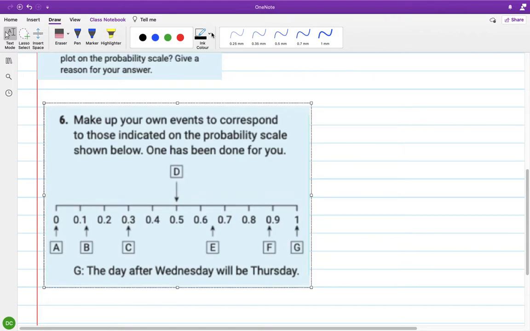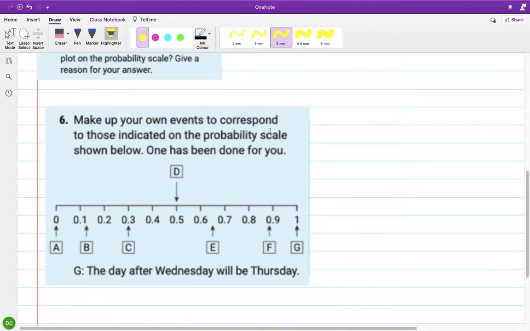Question 6. Make up your own events to correspond to those indicated on the probability scale below. They've done G for you. They said the day after Wednesday will be Thursday. That's certain. So that's where G is.